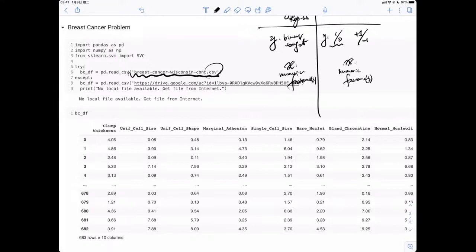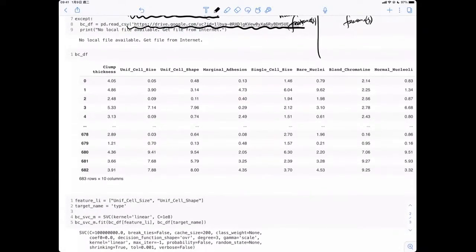You can either download this data from my GitHub, or you can download it from my Google Drive, whatever you want, okay? So basically, it is a table, from 0 to 682, so we have 683 different rows, different data. It has 10 columns, I think it's 9 plus 1, 9 features plus 1.